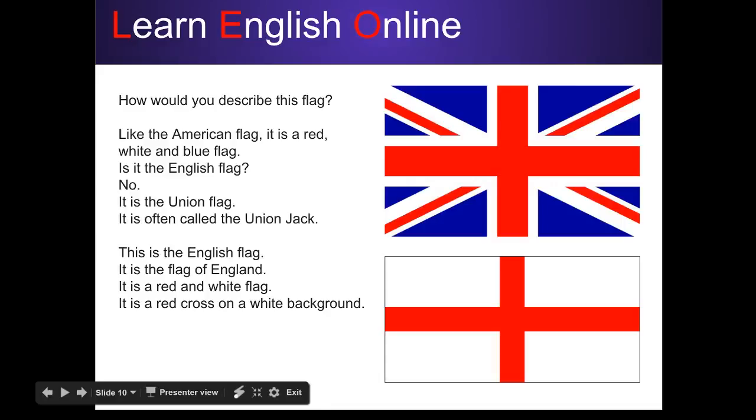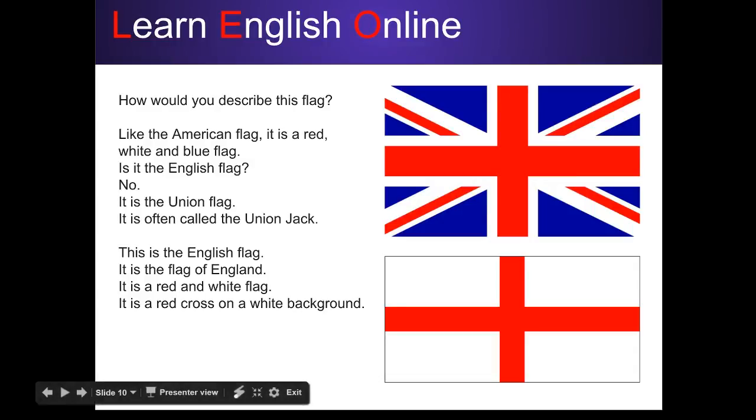Is it the English flag? Notice English being used to describe the flag. Like I speak English, remember? That's the language. I am English, that's the nationality.